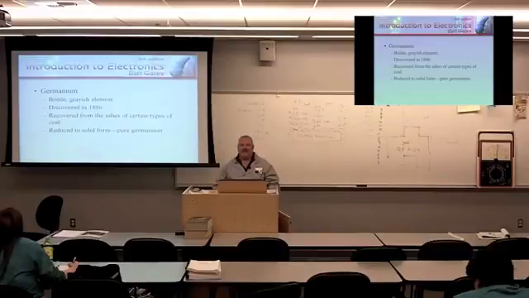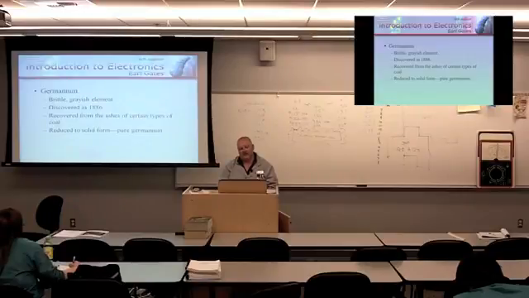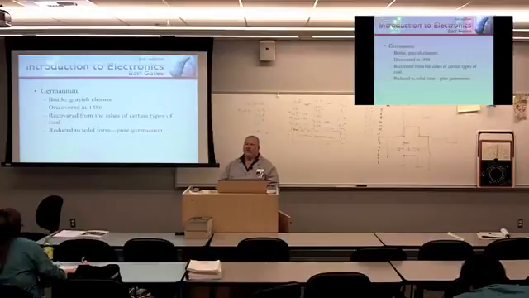Discovered in 1886. Recovered from the ashes of certain types of coal. Don't ask me how they discovered it in 1886, going through ashes of coal, and saying, oh, wow, look at this, it looks like germanium. Germanium, not geranium. When it's reduced to a solid form, you end up with pure germanium.